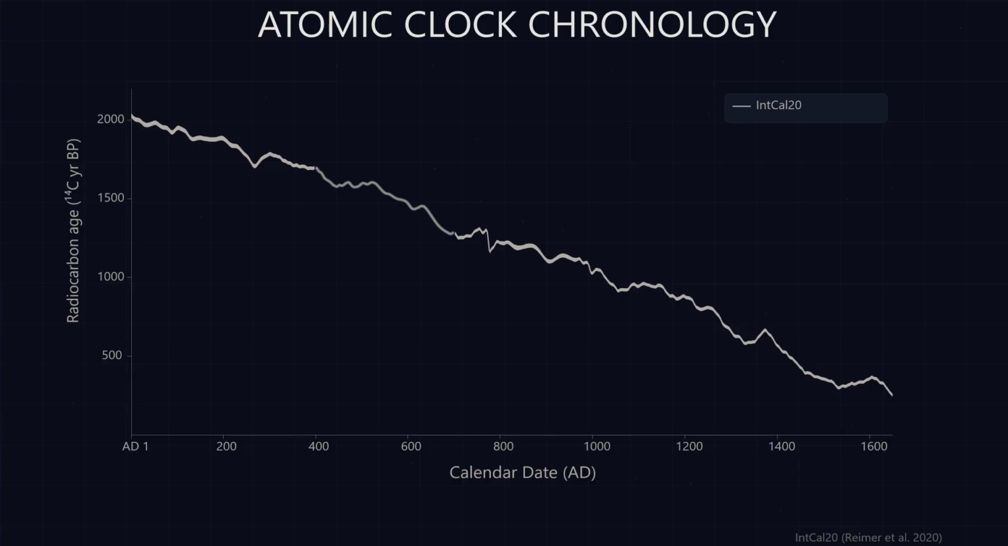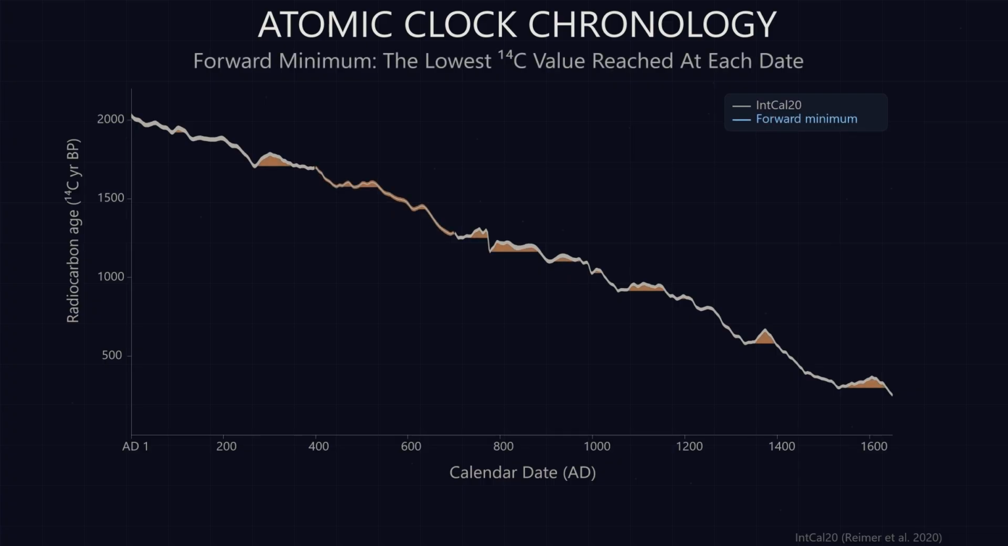The first thing we have to do is to calculate what's called the forward minimum. This is the running minimum of the Calc 20 curve computed by walking forward through calendar time from 1 AD to 1650 AD. It's called monotonic, which just means it is a non-increasing function. It can only go down, it can only decrease or remain constant, never increase. Whenever the Calc 20 curve wiggles and loses its mind, the forward minimum holds. It holds flat.